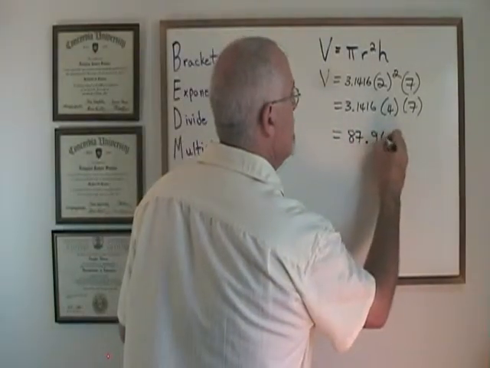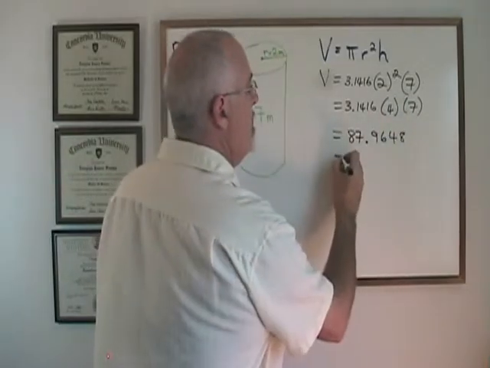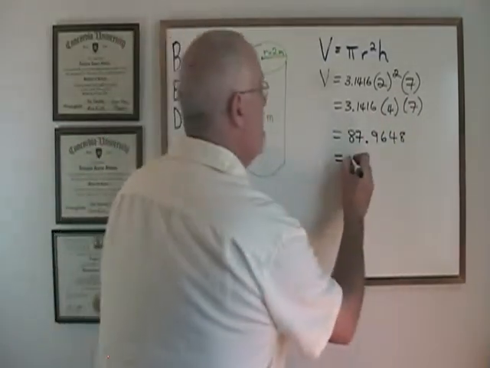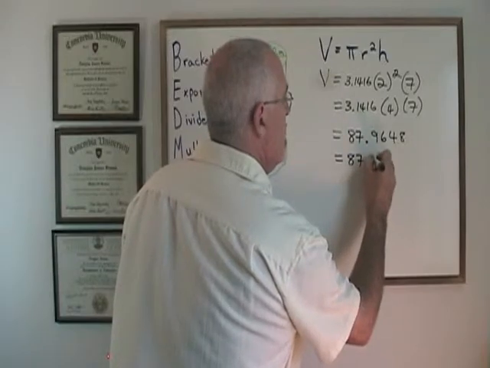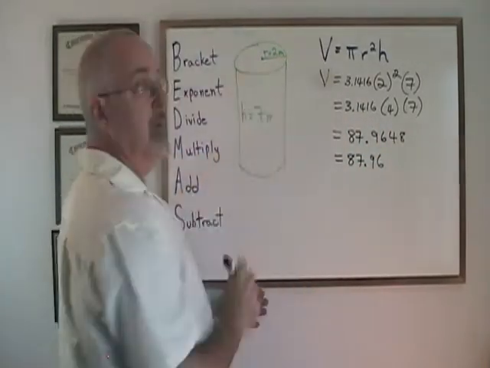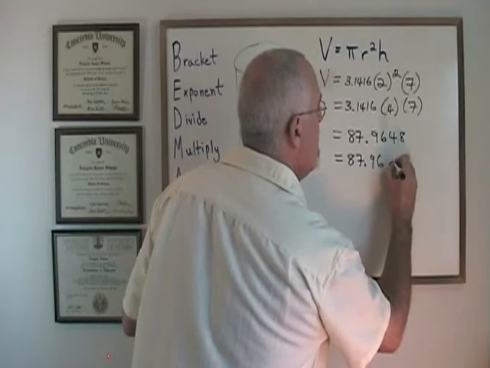87.9648, and I will round it to the nearest hundredth. So therefore 87.96. The distance unit was meters, so the volume unit will be meters cubed.